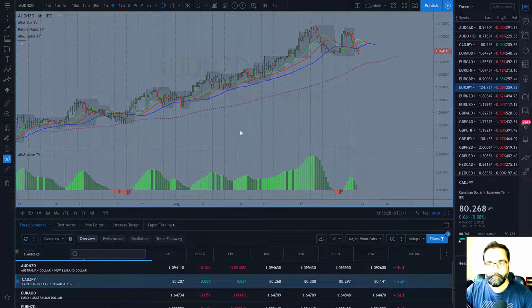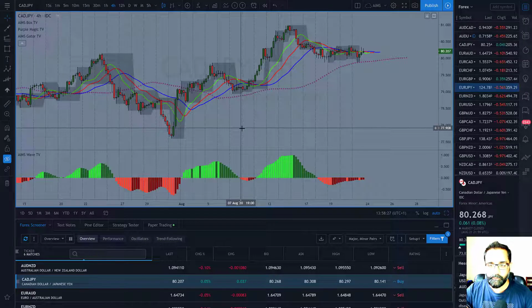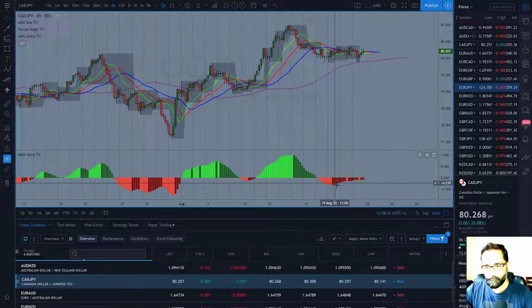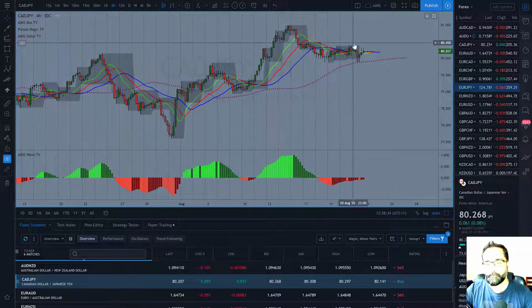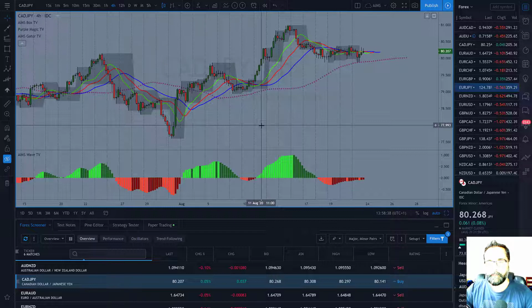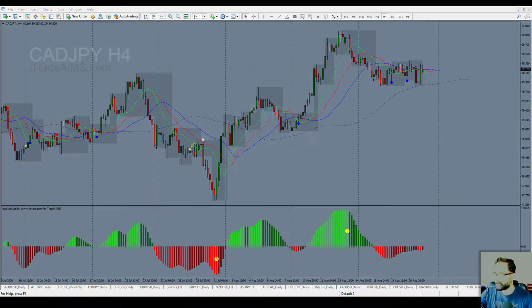Let's go to the next one, and CAD yen is the one that is set up with a perfect setup one. You have a 3 up and a 4 down. I will also throw in a picture of how you see it on the MT4 chart. Let me also show you how it would appear with our indicators on the MT4 platform.